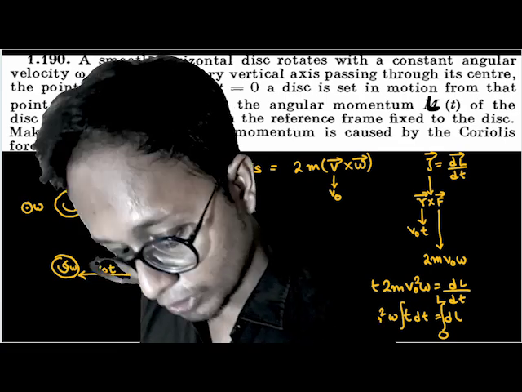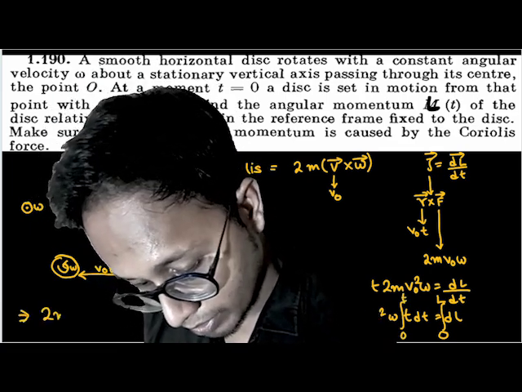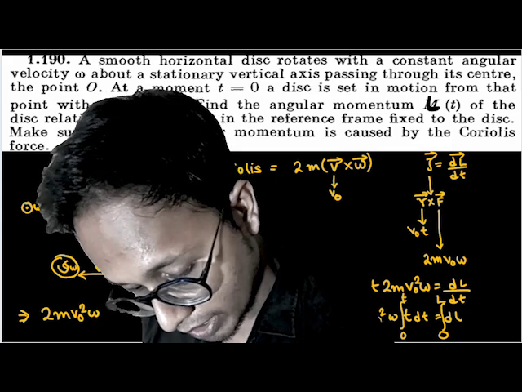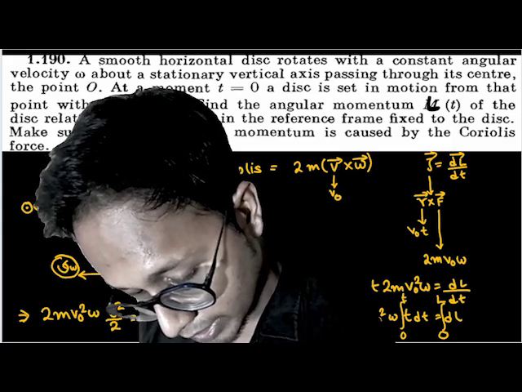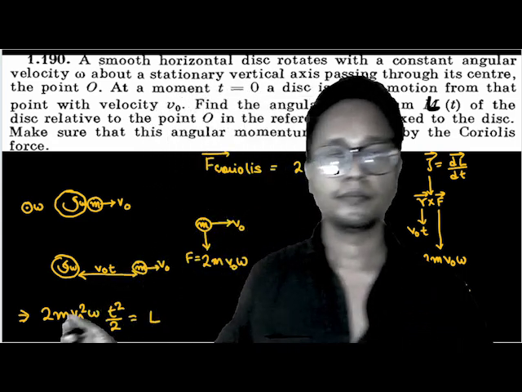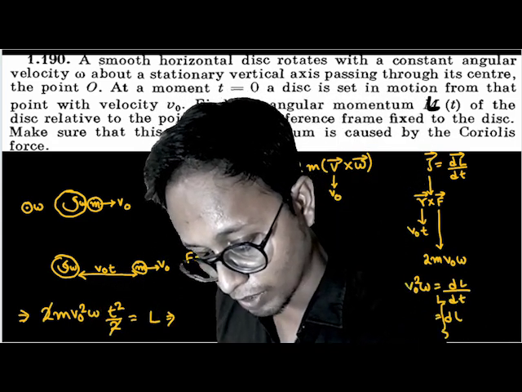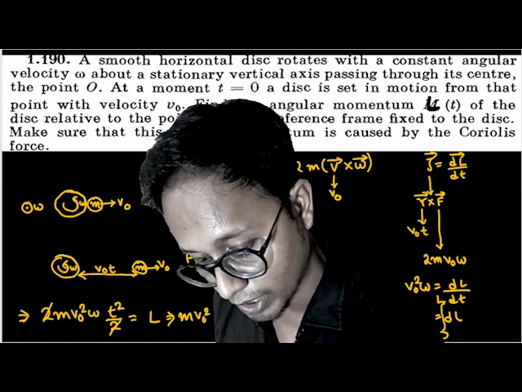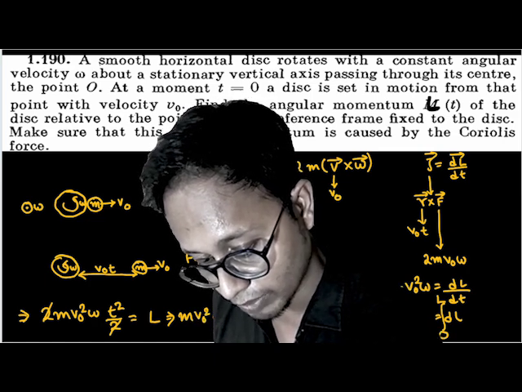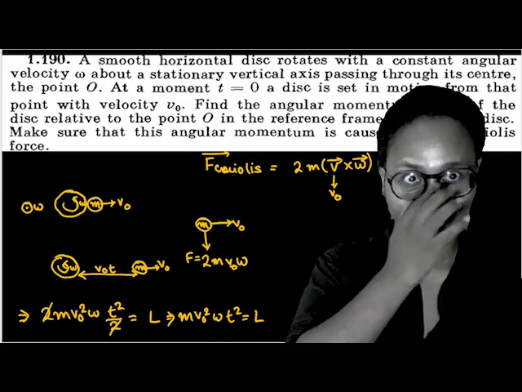And from time t equals 0 to time t equals t. So if I integrate this one, it will become 2m v naught square omega t square by 2 is equals to L. See, I integrated this function out here. Now 2 and 2 will get cancelled. So our value of angular momentum is nothing but m v naught square omega t square, which is the angular momentum as a function of time. So this is our answer. Understood?